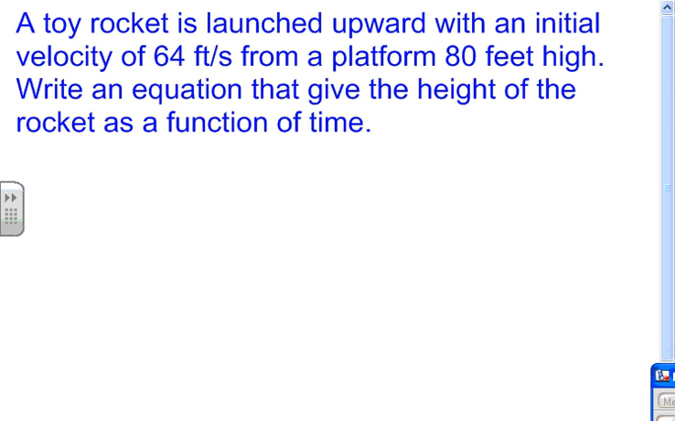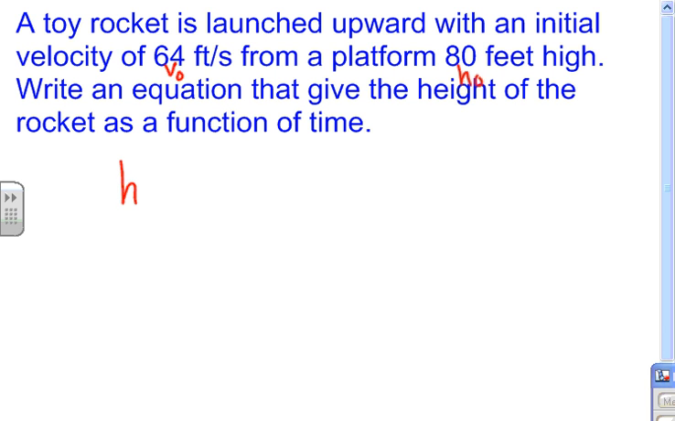All right, this problem says that a toy rocket is launched upward with an initial velocity of 64 feet per second, so that's what we'll call V sub zero in our equation, from a platform 80 feet high. That's going to be our H sub zero. We want to write an equation that gives the height of the rocket as a function of time.